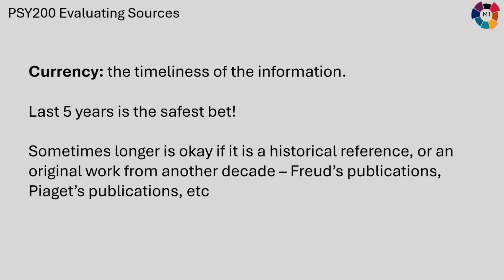So just reviewing these main points because they are super important here. Currency is the timeliness of the information. Within the last 5 years is best. Sometimes longer is okay if it is a historical reference, I don't know if I mentioned that earlier. If it's an original work from another decade, say for instance, Piaget's publications, he's a developmental psychologist. So what you might consider then is if you're writing about how Piaget built his body of information, you're probably going to need to use some of his publications, which are like way back. So they would definitely not be within 5 years. That's okay. If you're using them as a historical reference, that's fine.